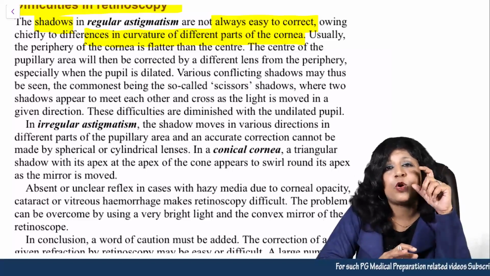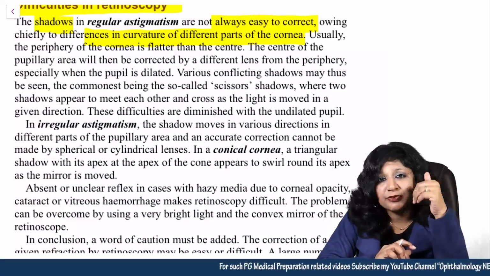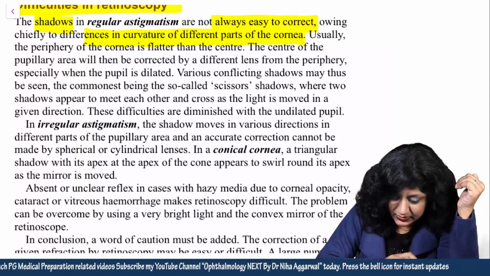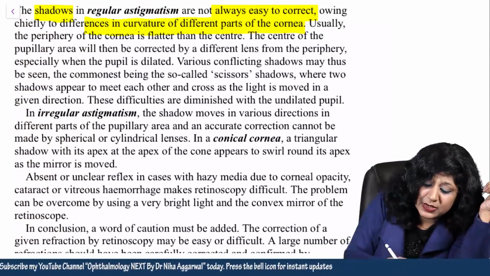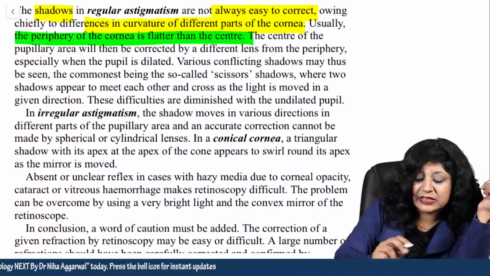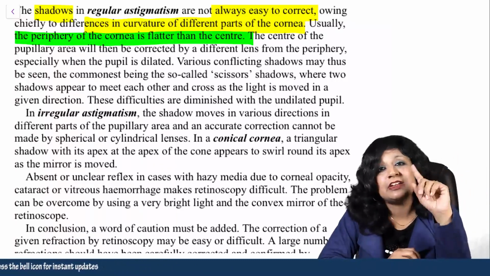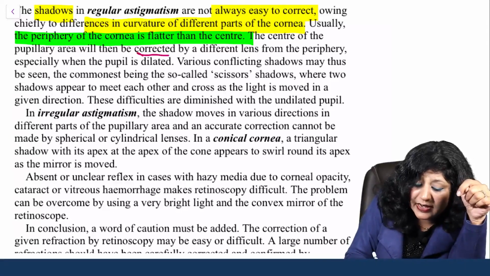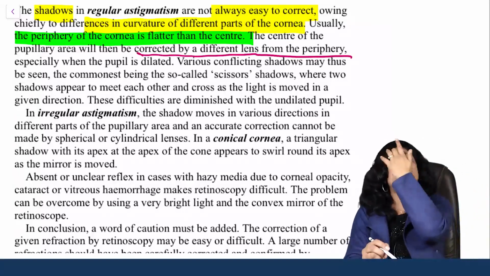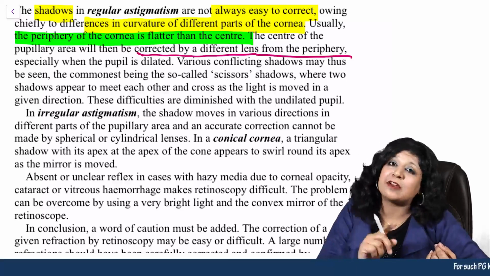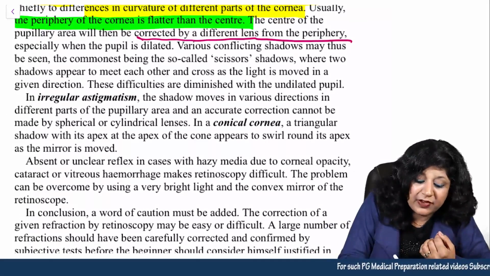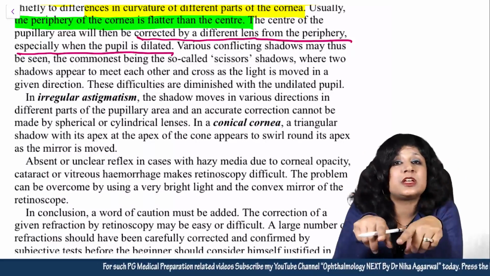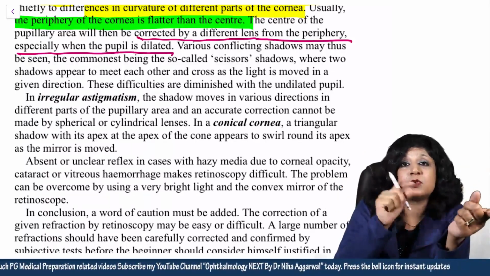Whenever we have corneal astigmatism, you have a difference in curvature in different parts of the cornea. There will be a lot of shadows which are going to swirl around, and we are going to be distracted. One more thing to pay attention to is that the periphery of the cornea is flatter than the center. So the center has a different curvature and the periphery has a different curvature. The center of the pupillary area will then be corrected by a different lens from the periphery. Obviously, if the center and periphery have different power, I will have to give a different lens to correct it, especially when the pupil is dilated, because when you are doing refraction under a dilated pupil, the periphery is also taken into consideration, and that was one of the reasons we were doing the post-cycloplegic test.